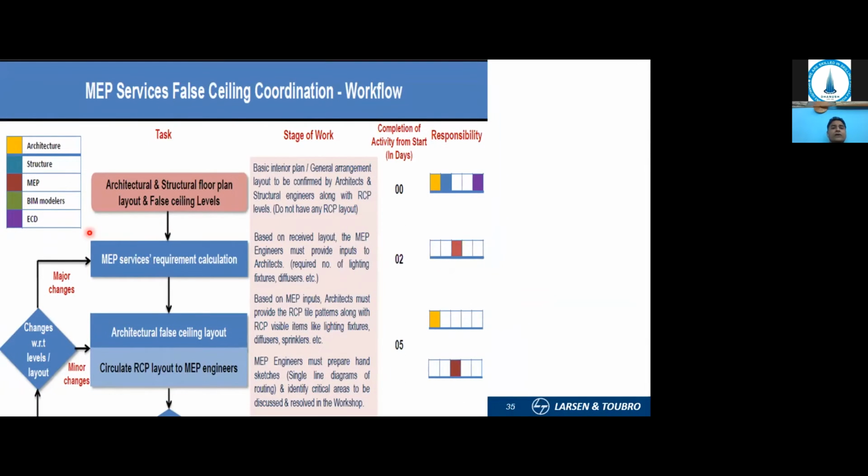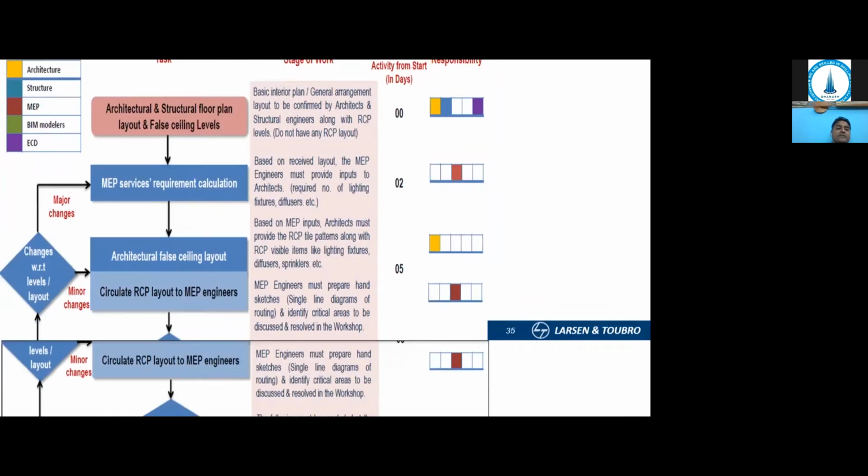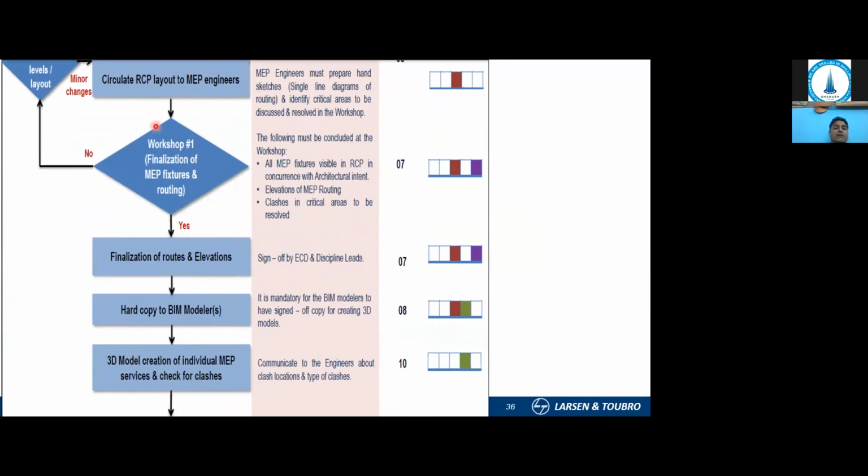And this is the flowchart we follow for the false ceiling coordination in our organization. You see, everybody is involved. The moment the architectural and structural plans for the false ceiling are given to the MEP people, the MEP people will work it out, and then they circulate the RCP to the MEP engineers. We first have a cursory check, and once that is done, we have a workshop with respect to the location of the MEP fixtures and routing. Once we are all agreed, it goes to the finalization of the routes and elevations. If there is a difference in opinion, we go back again.